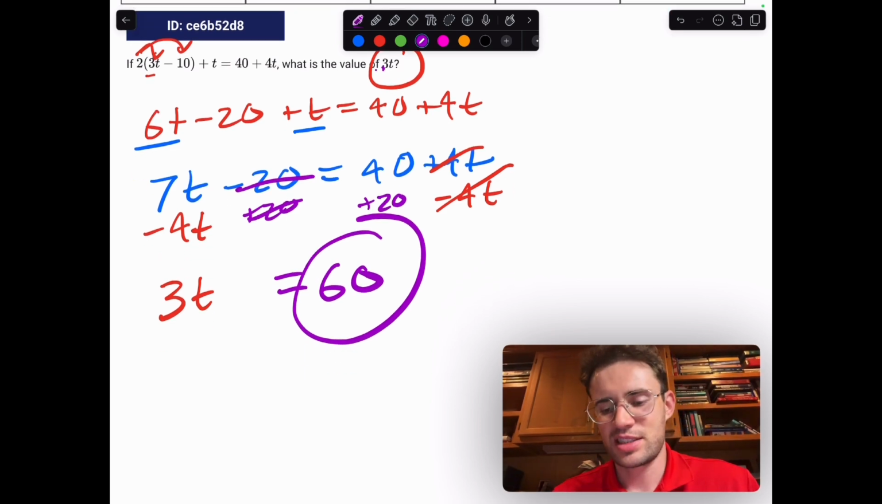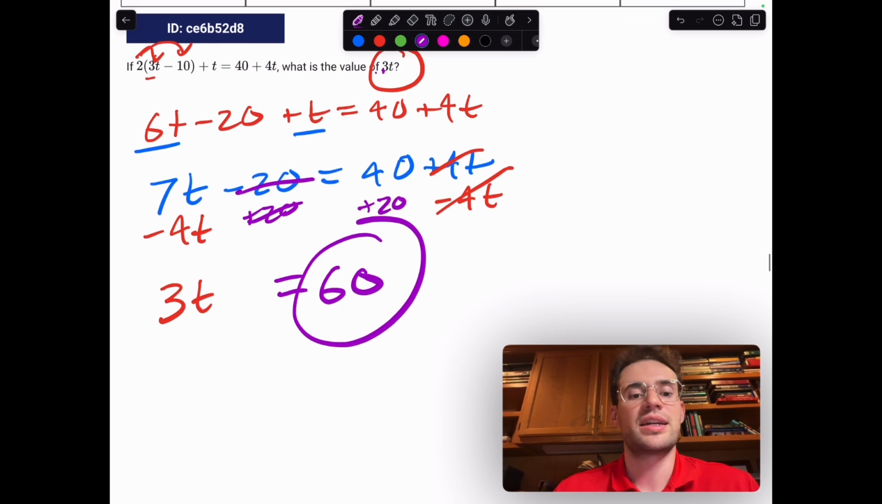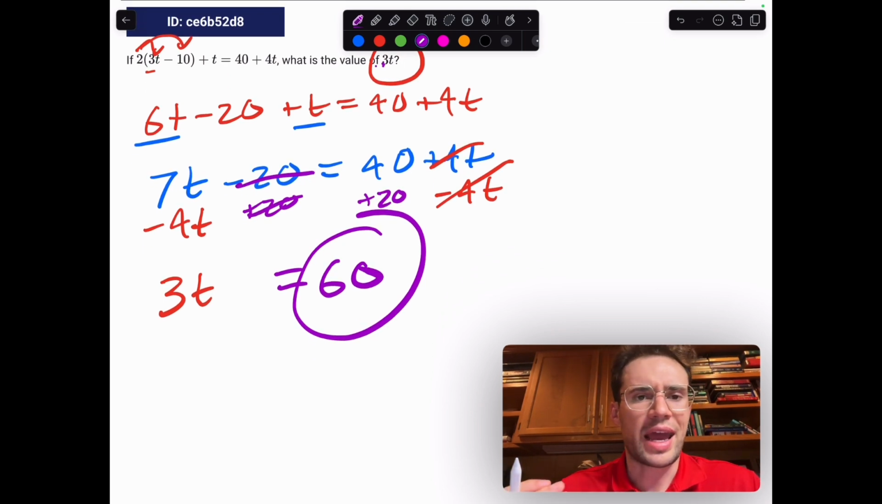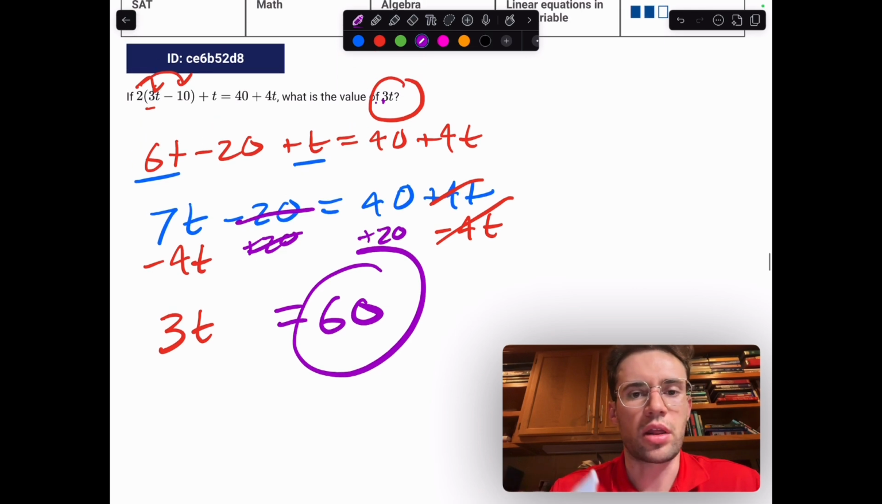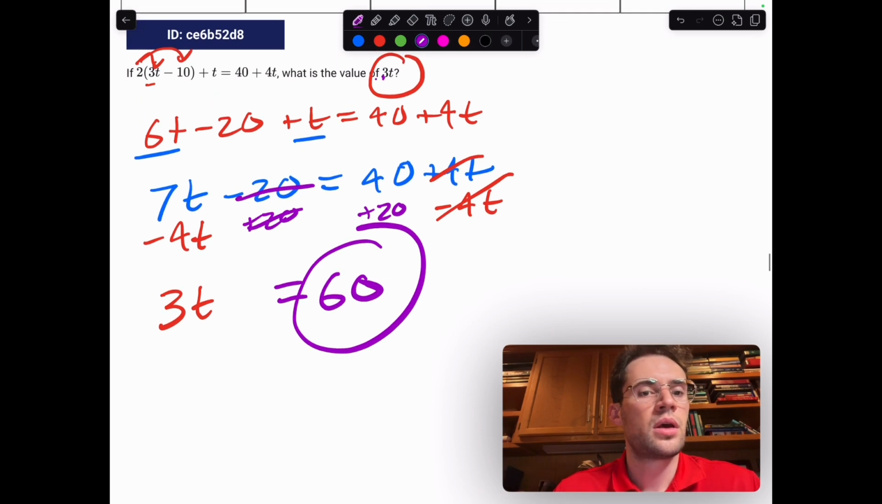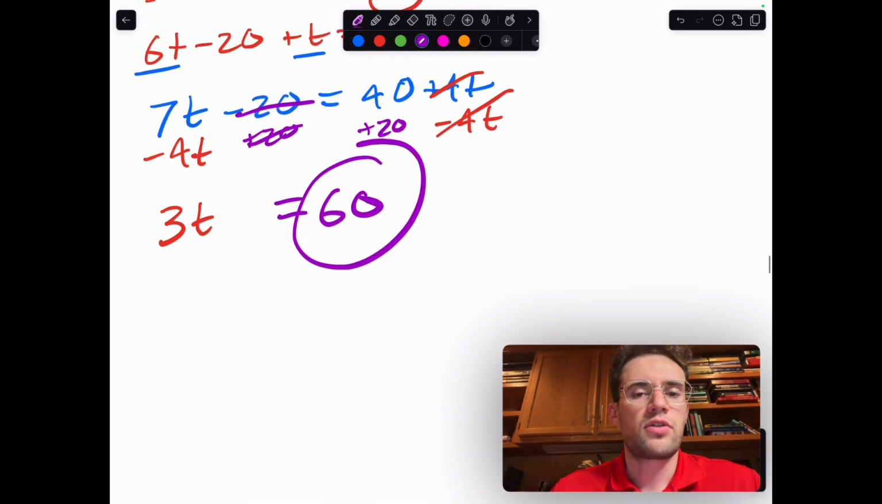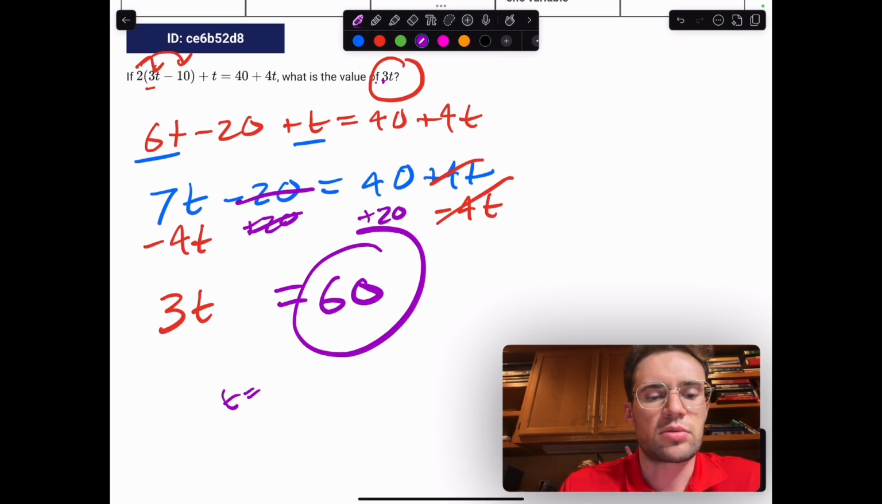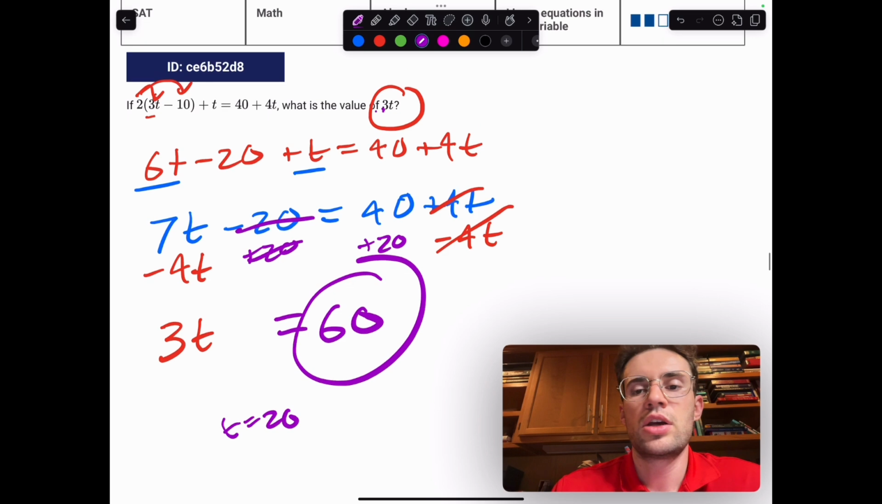Just be careful with this because you might get excited and just write t is 20 and then move on to the next question. Take that extra 5 seconds to just recheck. What are they looking for? 3t, that's 60. All right. And if you want to check it, like we know if 3t is 60, that means that t is equal to 20, right? A third of 60. So you can plug that in.